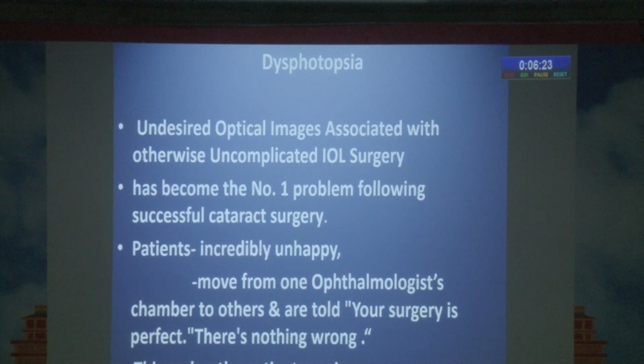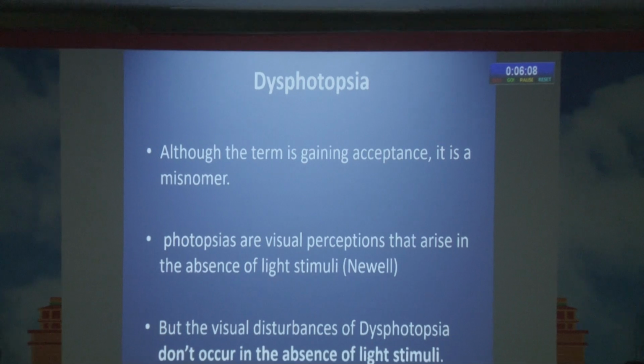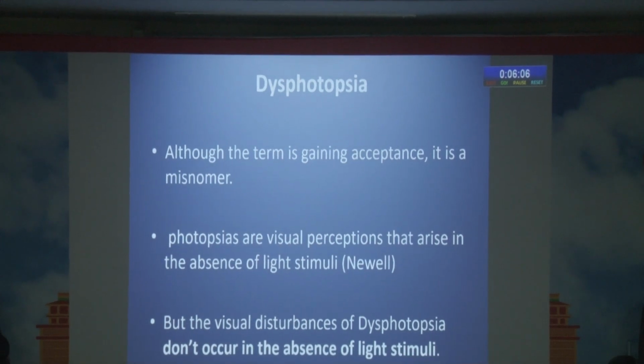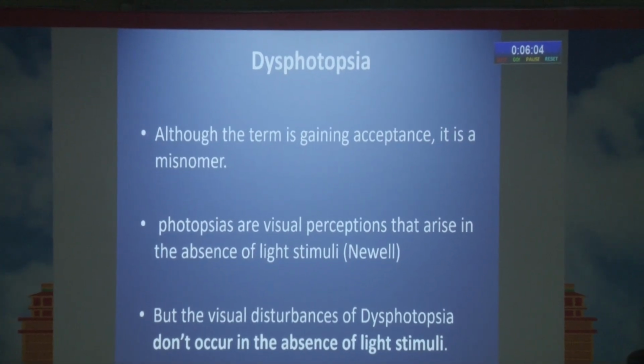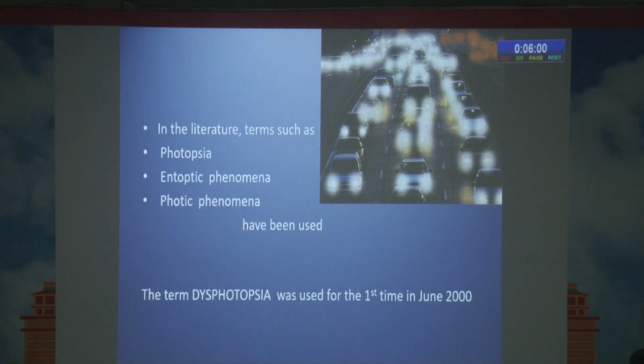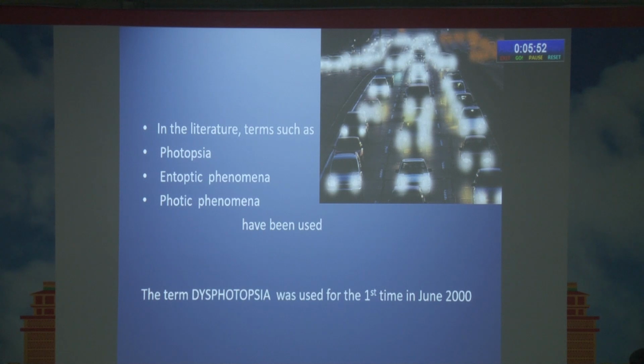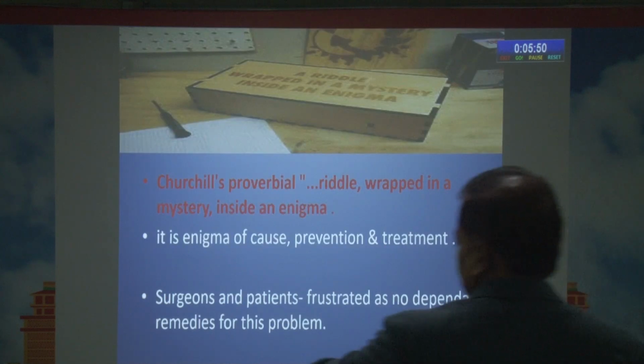Patients are incredibly unhappy and they move from one ophthalmologist's chamber to another, and when they are told that your surgery is perfect, they are no more satisfied. Why? Because photopsias are visual perceptions that arise in the absence of light stimuli, but the visual disturbances of dysphotopsia do not occur in the absence of light stimuli. In the literature, terms such as photopsia, entoptic, and photic phenomena have been used, and the term dysphotopsia was used for the first time in June 2000 by James Tester.